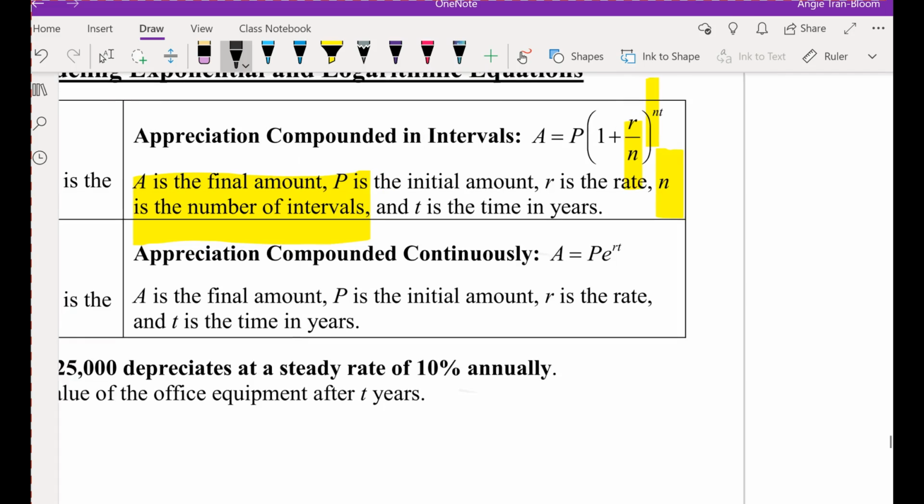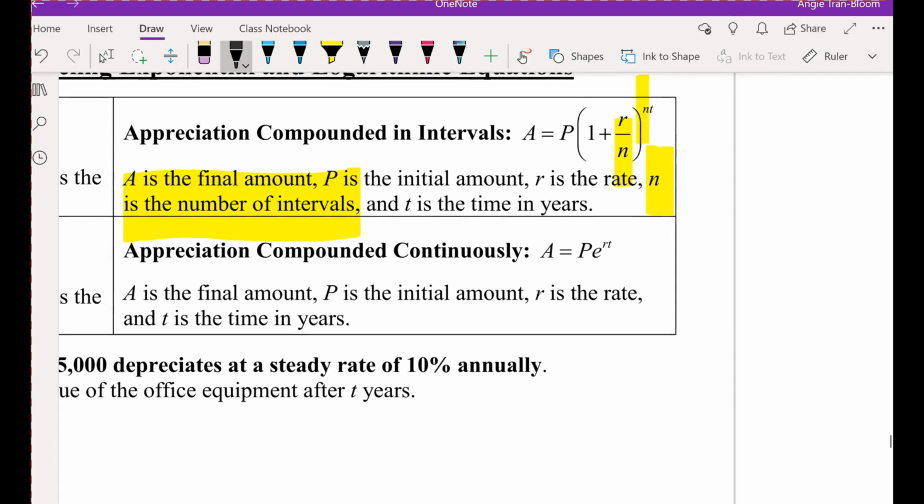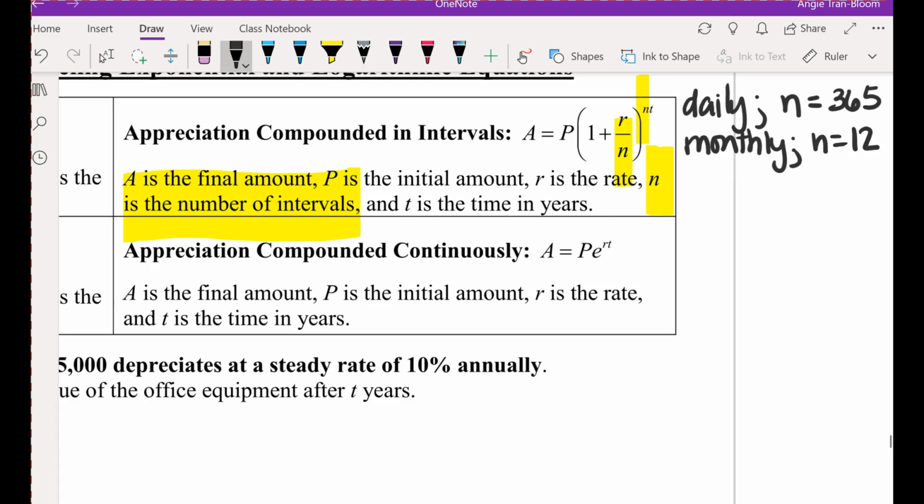Number of times it happens per year. So if I said daily, that means N is how many times per year? 365. If I said monthly, that would be 12. So when you're using these equations, make sure you understand the language. If I said compounded quarterly, that means N is 4.